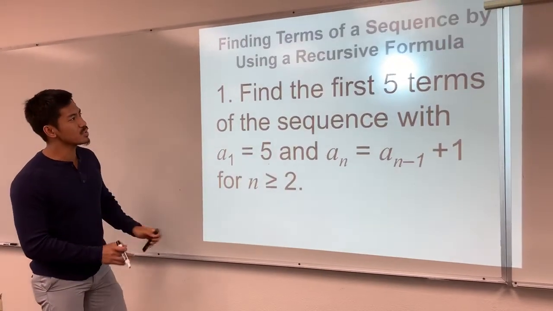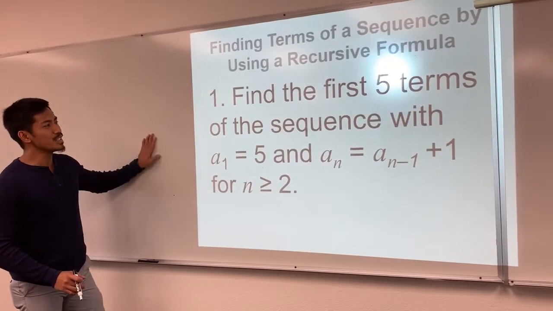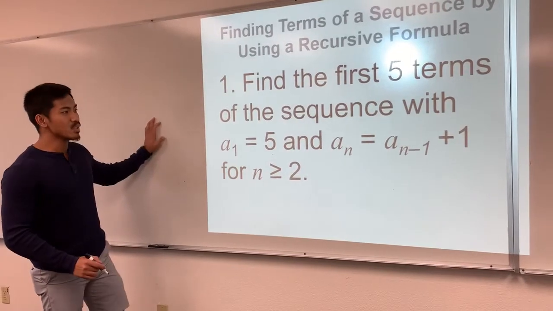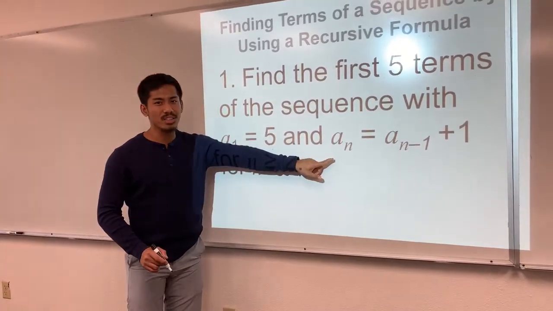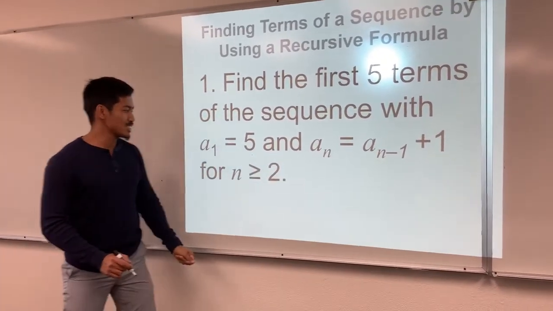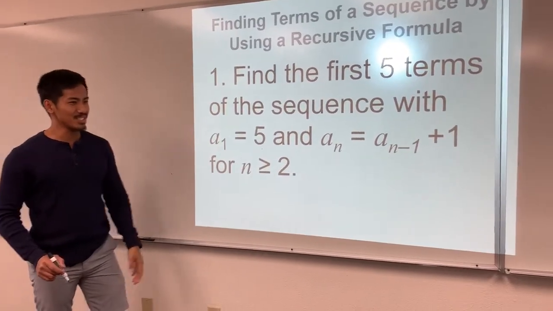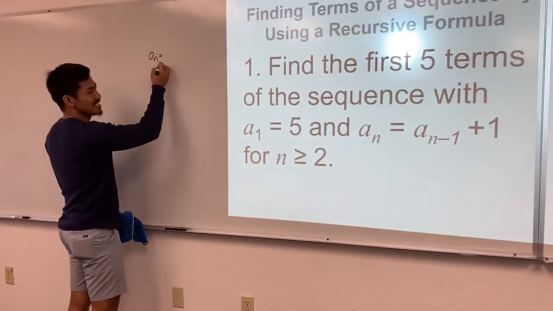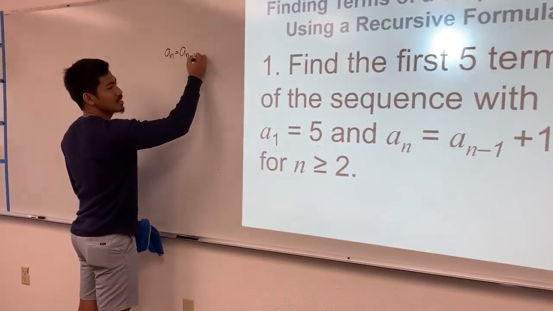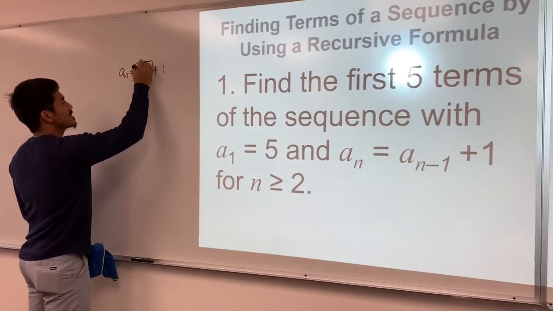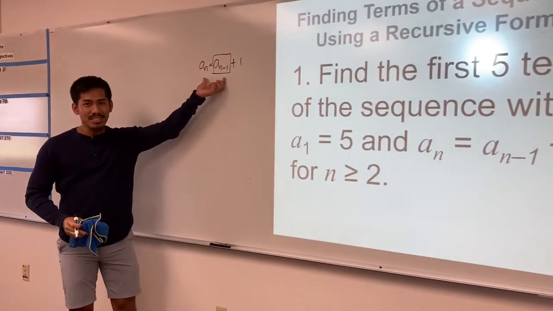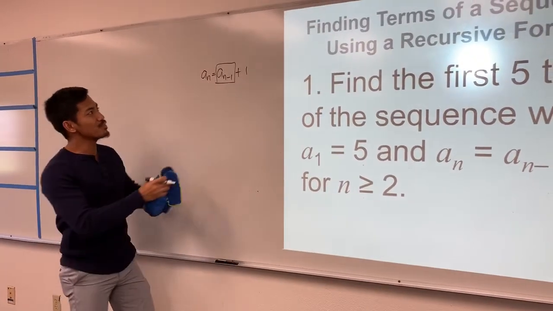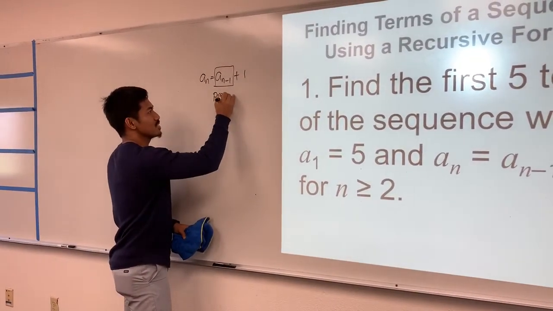For example, let's try this one. Find the first 5 terms of the sequence with a sub 1 equals 5, and the rule of the sequence is given by a sub n equals a sub n minus 1 plus 1 for n greater than or equal to 2. Okay, let's do that. What does this notation mean? This is one term prior to this one, so it means this is the previous term.